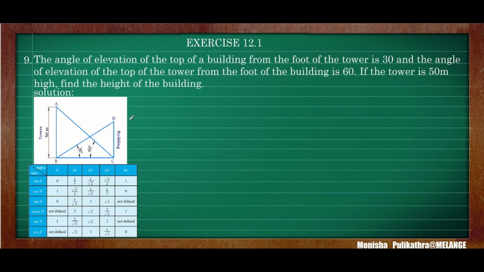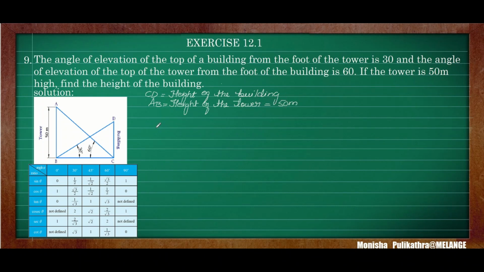Moving on to the ninth question of exercise 12.1. The ninth question is about the angle of elevation of the top of the building. Here CD is the building, so CD is the height of the building, and AB is the height of the tower, which is equal to 50 meters.